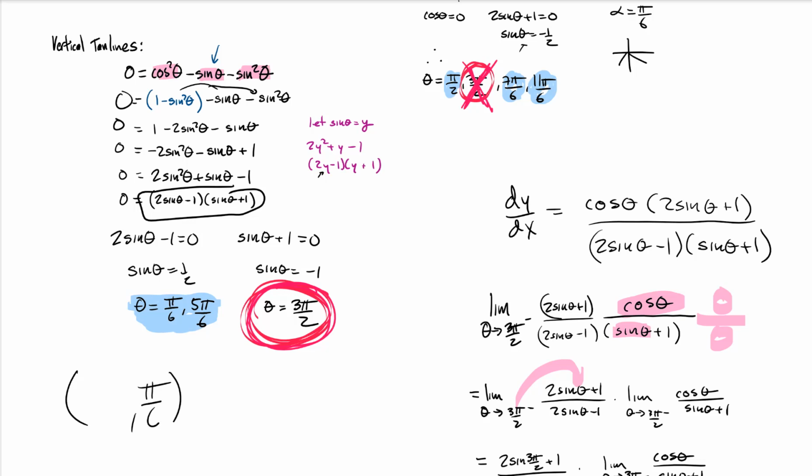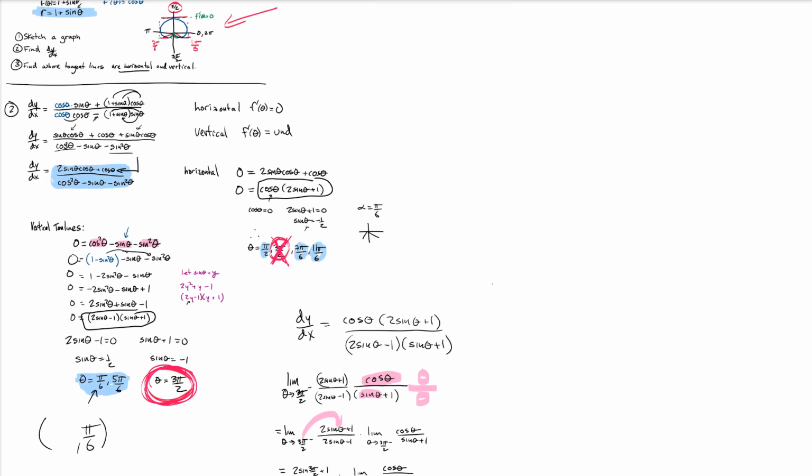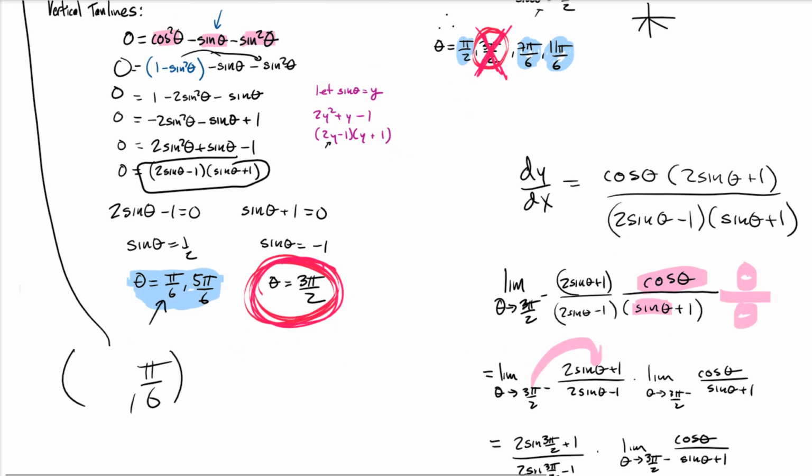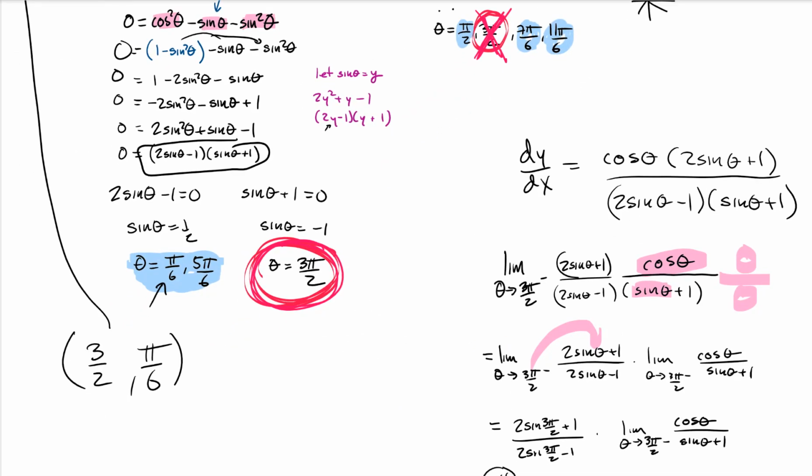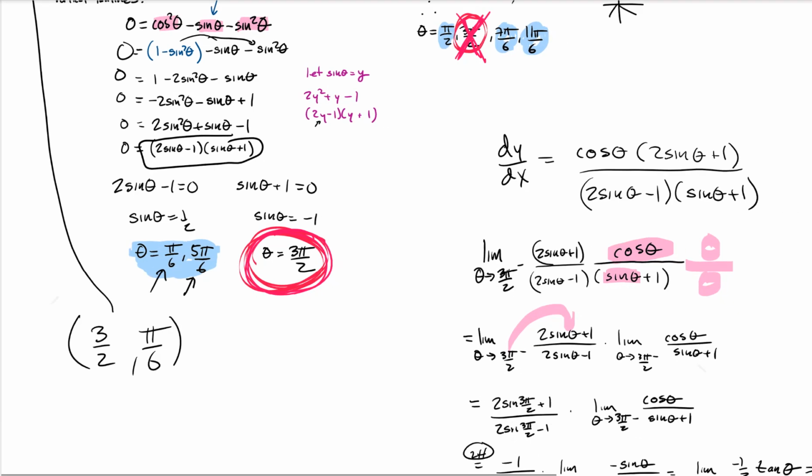Now, to do your actual problems, you would have to take your pi over 6 and plug it back in all the way back up there. Sine of pi over 6 is 1/2, so 1 plus 1/2 would be 3 over 2 comma pi over 6. You have to plug in all your values to get the points. But don't worry, I'm not going to give you a bunch of stuff to make your life hell like that on tests, maybe on the homework.